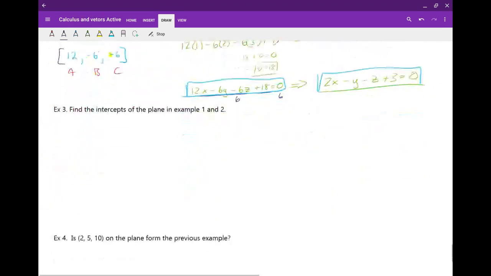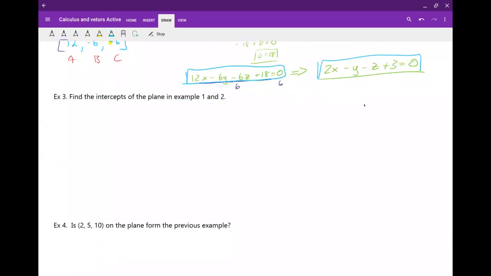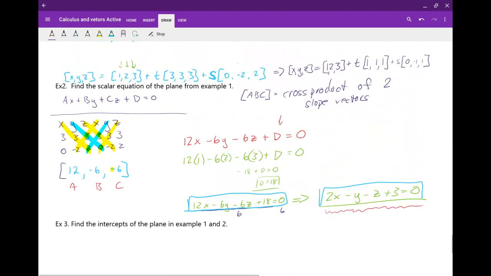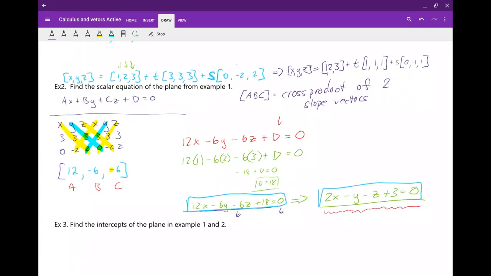Anyway, how do we find the intercepts of the plane in example 1? Well, like I said before, the scalar equation is always going to be your go-to equation for this. So I'm going to advise you almost never do any kind of algebra or problem solving with the vector form of the plane.